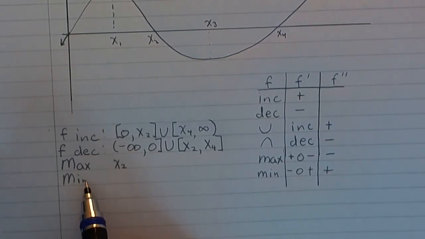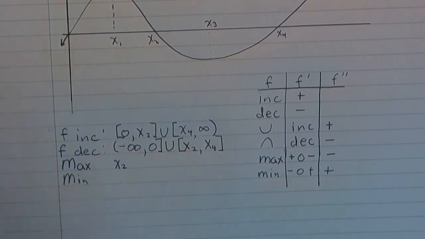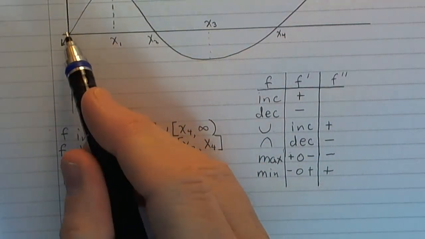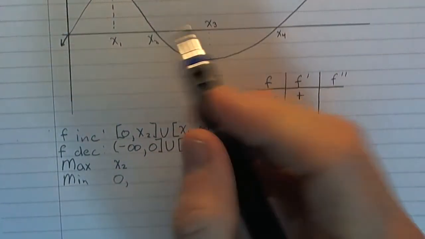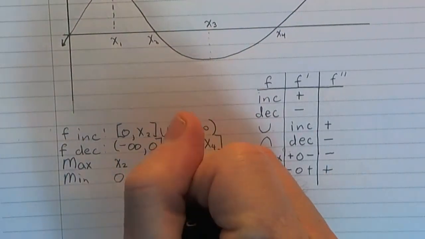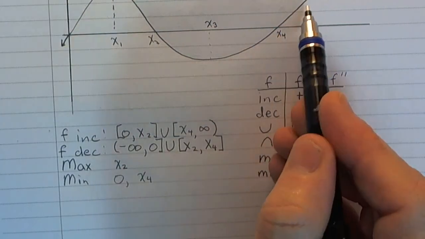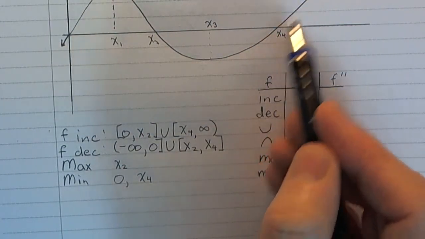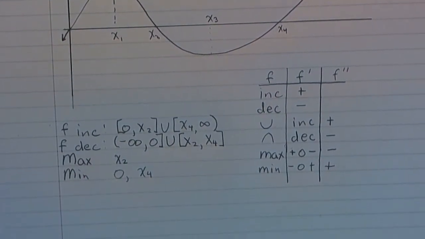Now, where does the min occur? Well, when you go from a negative first derivative to a positive first derivative. In other words, your function goes from decreasing to increasing. Well, that's going to occur here at 0. And where else? x sub 4. See? That's when you go from below the axis to above the axis. Yeah, there we have it.